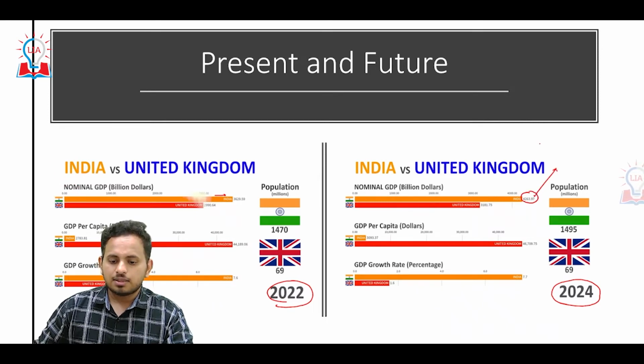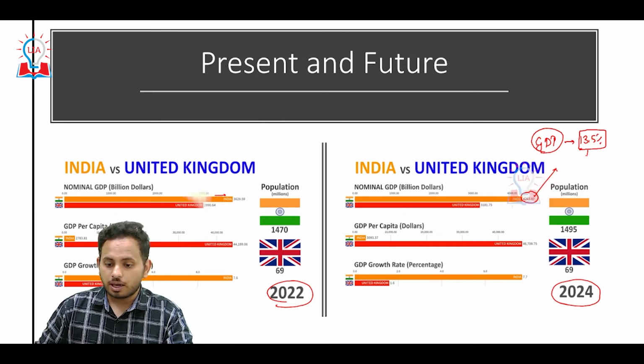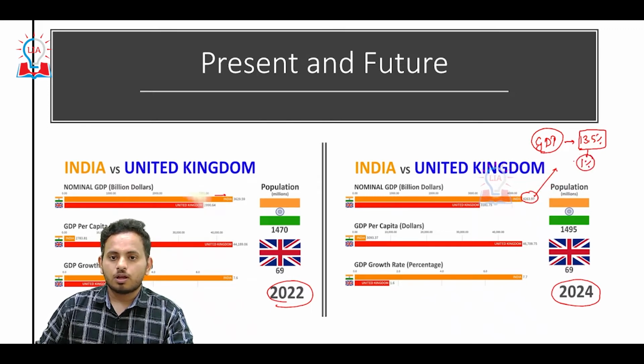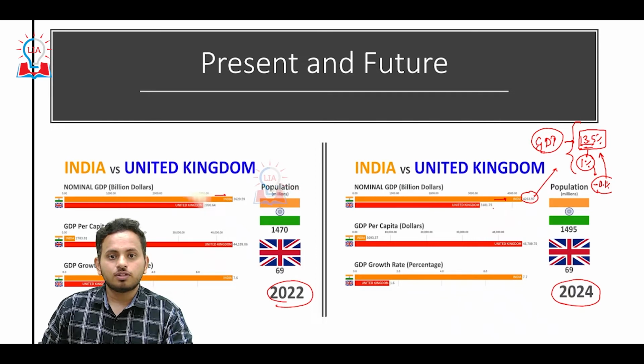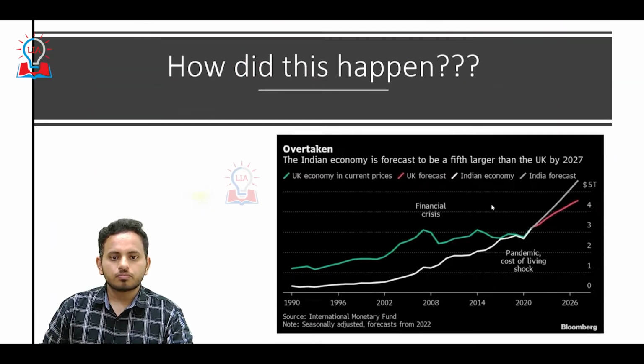Recently, the last quarter GDP estimates were out. India grew at 13.5%, double-digit growth, whereas the UK grew at 1%. When inflation is considered, the UK had minus 1% growth, which means the UK's economy contracted. At the same time, the Indian economy grew at 13.5% post-pandemic. Because of such a huge growth rate, India was able to surpass the UK and replace it as the fifth largest economy of the world.